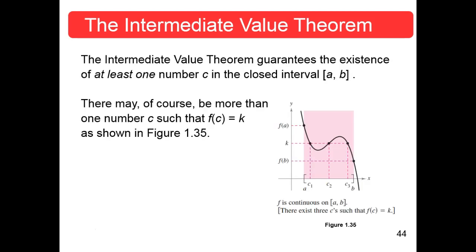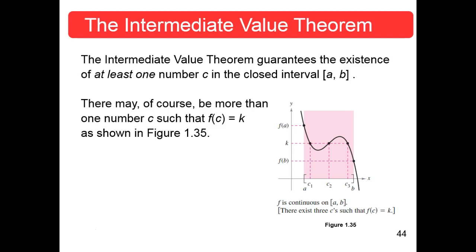Make sense? Okay. The intermediate value theorem guarantees the existence of at least one number c on that closed interval a to b where the function has a value f of c equal to k, okay, a value k. There may, of course, be more than one number c such that that's true. Now, this would not be in a person's height, okay? So don't think about this one.